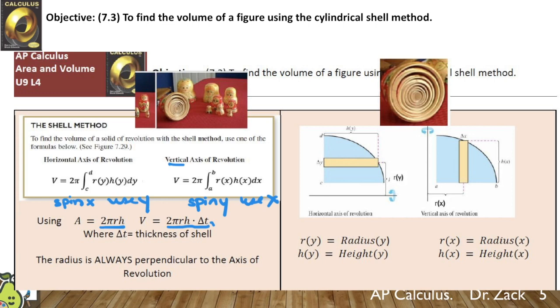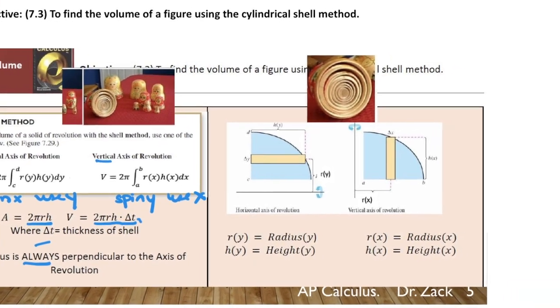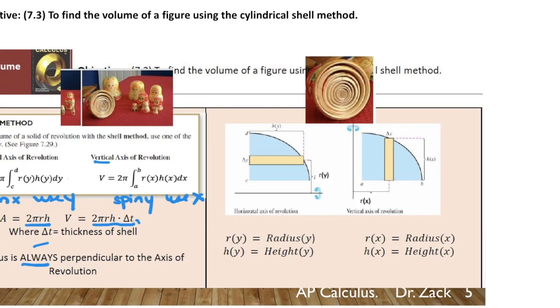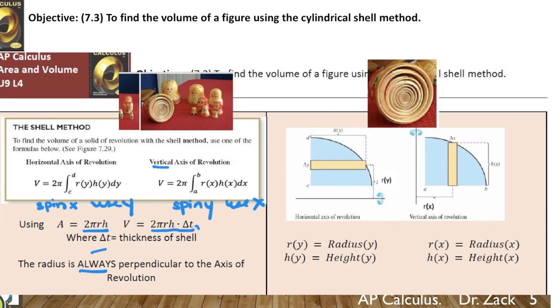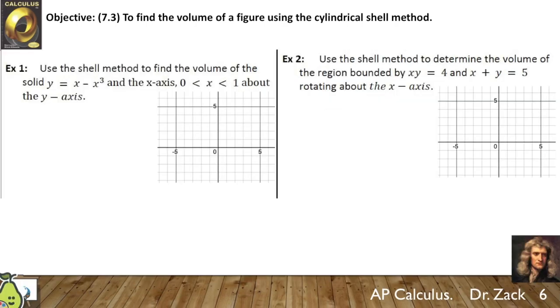I'm not sure why I put a t there. So delta t is representing the thickness of the shell. The radius is always perpendicular to the axis of revolution. Now, take a look at the pictures. Make certain they help you find the radius and the height. The idea is we're going to find the volume of each of these shells, which depends on how far away they are from the center of your axis of revolution, and then we're going to add the volume of each one of those shells.